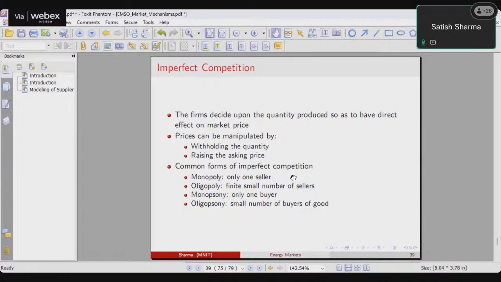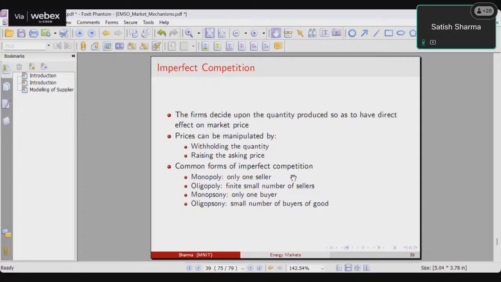So monopoly is only one seller. So earlier, the vertically integrated utility was the only one company, so we can say that is monopoly. Then we have oligopoly. Oligopoly is a finite number of sellers. So instead of a very large number of sellers, we have a certain finite number of sellers. Then it is called oligopoly.